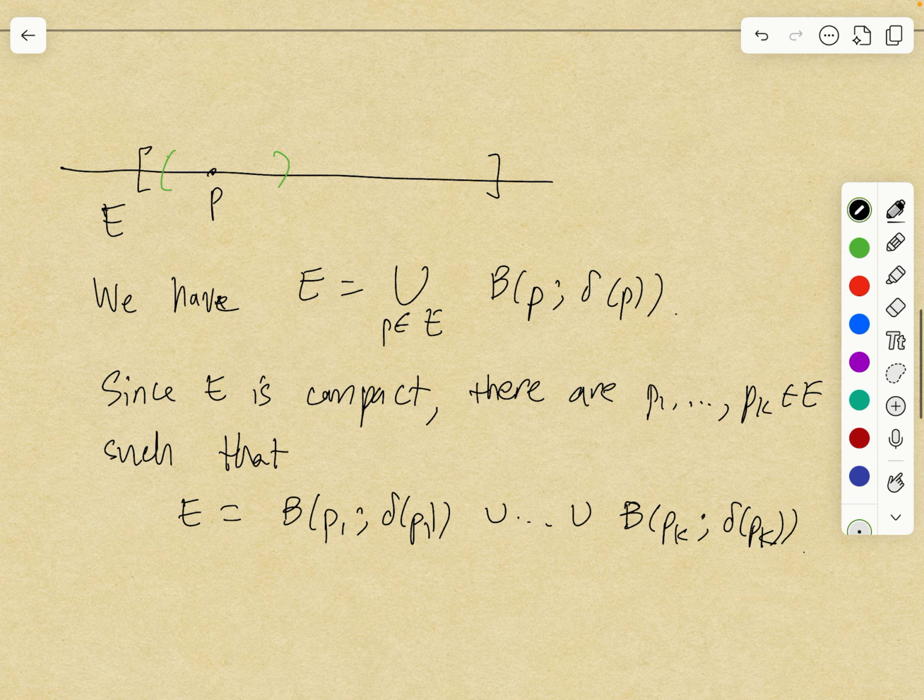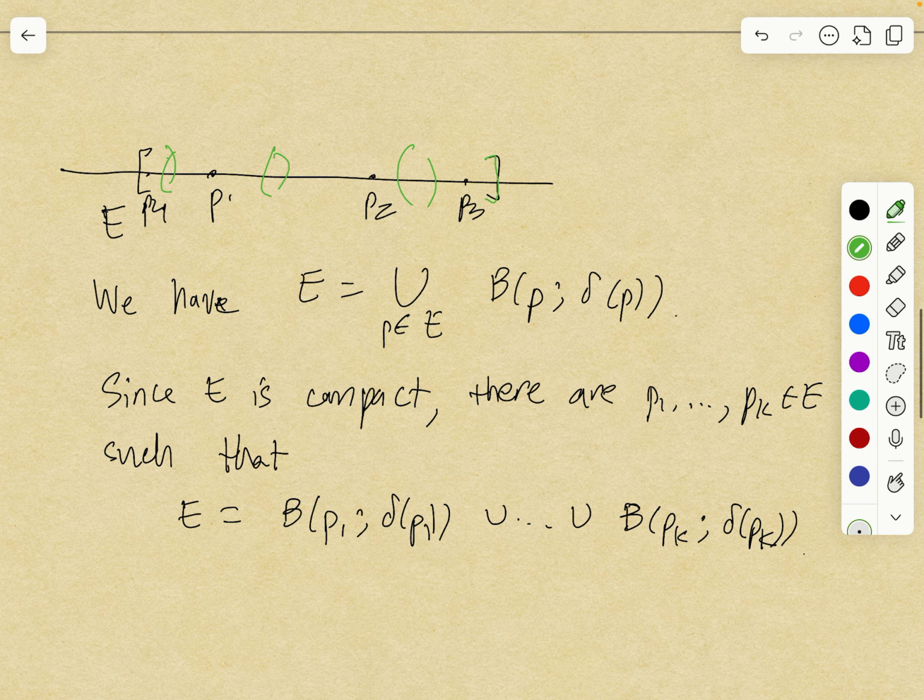And so basically what's going on is you have P1 through PK. So this is like P1, that's P2, that's P3, let's say that's P4. And basically you have these open neighborhoods of this finite number of Pi's, such that whenever you have 2 points that are in the same interval, then the distance of F of those points is less than epsilon.